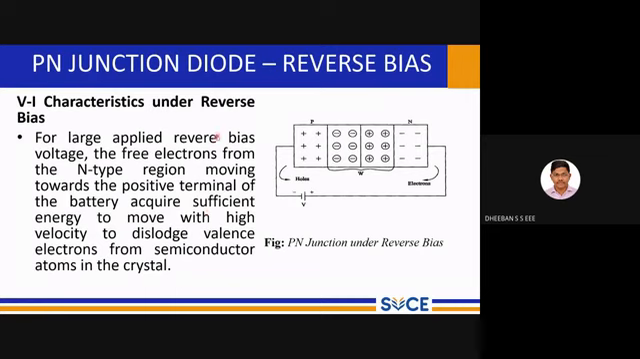For a large applied reverse bias, the free electrons from the N-type region will move towards the positive terminal of the battery, acquiring sufficient energy to move with high velocity.